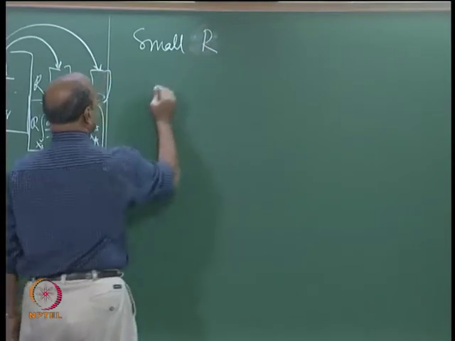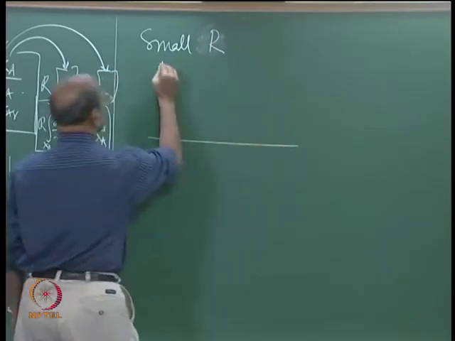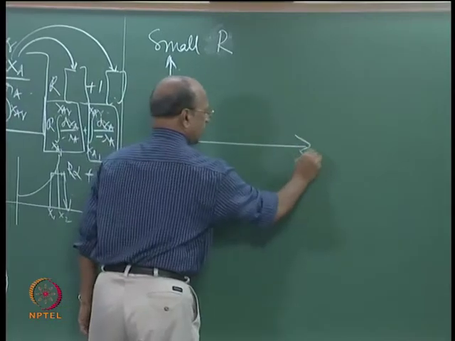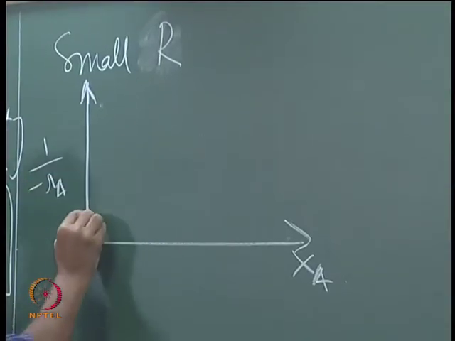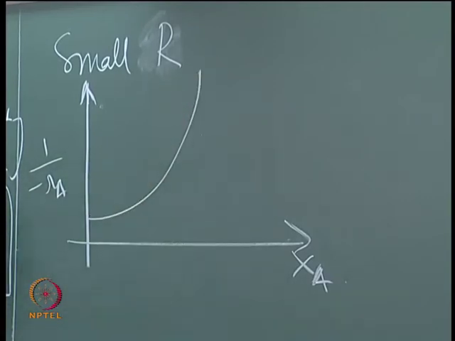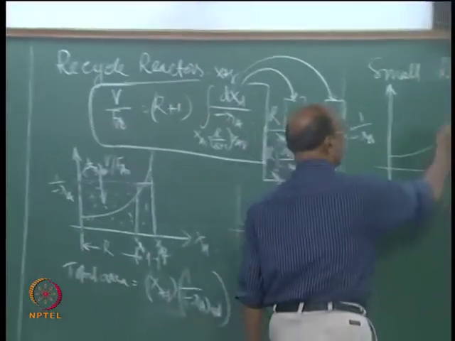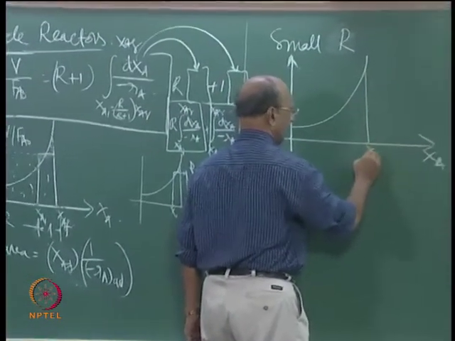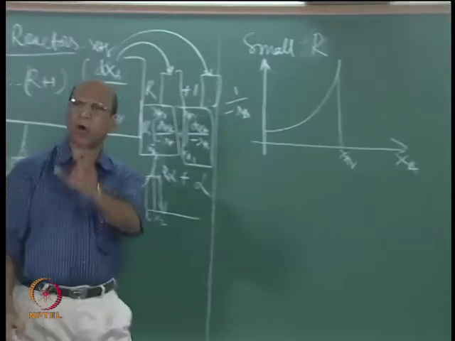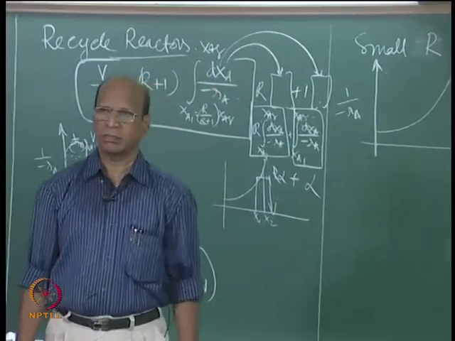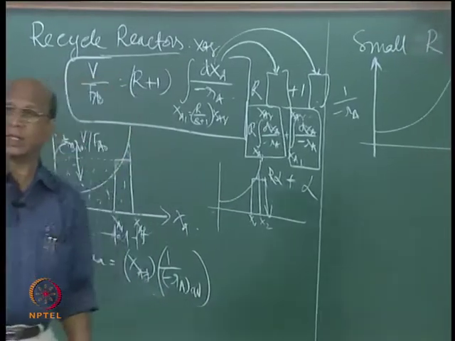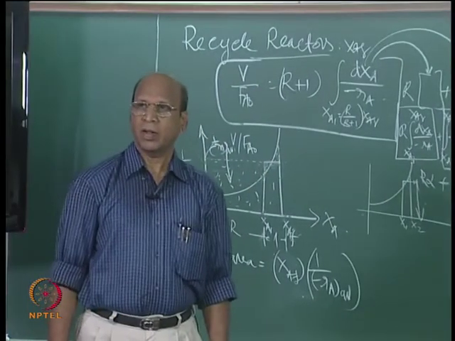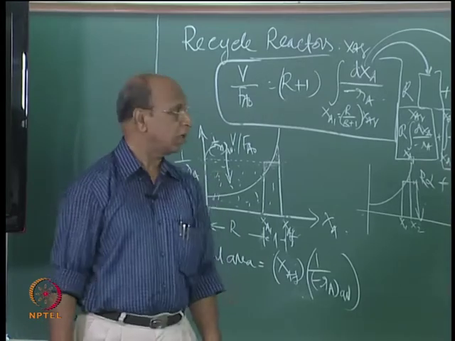Now, if I have very small recycle ratios, small r, what kind of graph do I get? This is X_A and this is minus r_A. Okay, so like this I have. Abhishek, how do I draw it now? My X_Af is known to me. Very small recycle ratio. So where, on this side? To the left. Yeah. Why? r is small. r is small means?